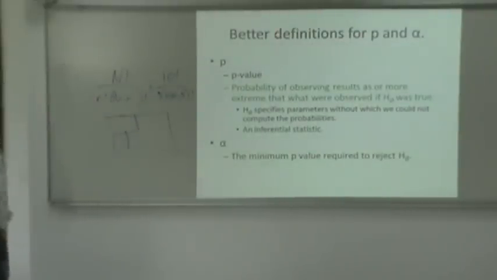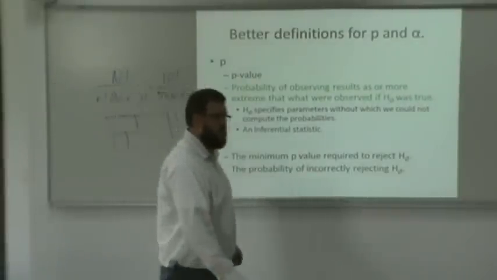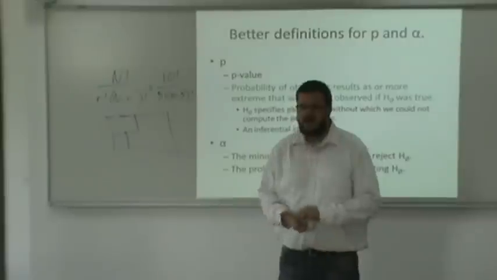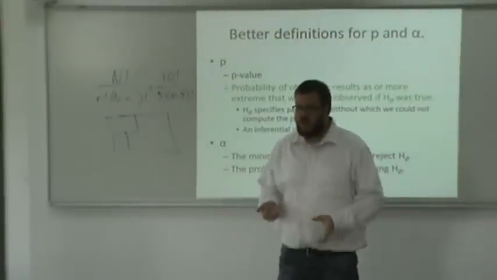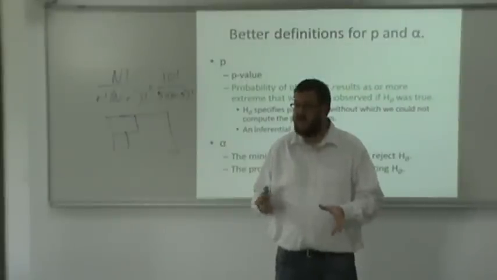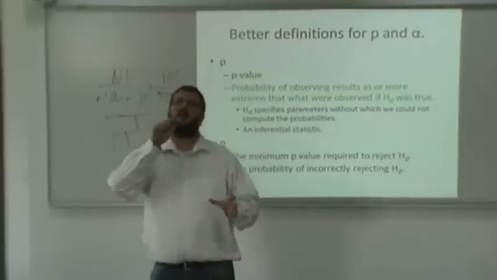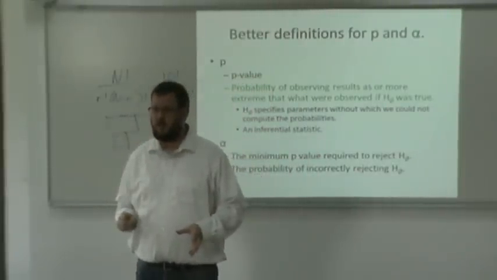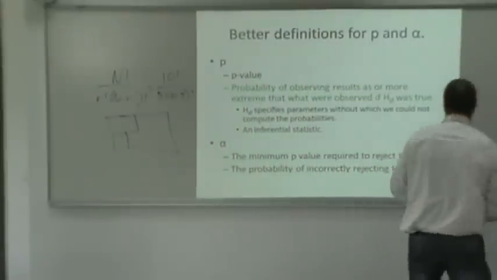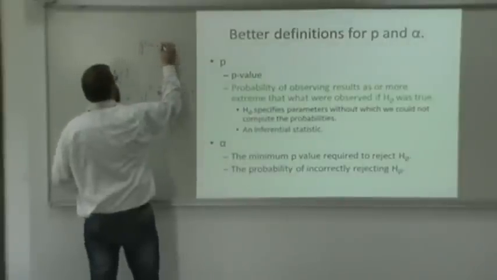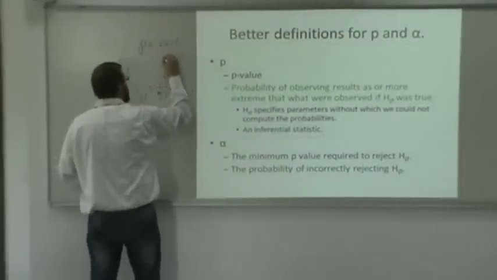Alpha is the minimum p-value required to reject the null hypothesis. This is basically very close to the way I described it. But we can also think of it as the probability of incorrectly rejecting the null hypothesis, right? How does this work? Well, I said, if the coin is fair, we should observe 10 heads in 10 flips, that would be 0.1% of the time, right? Is the probability. This is basically just 0.1%.